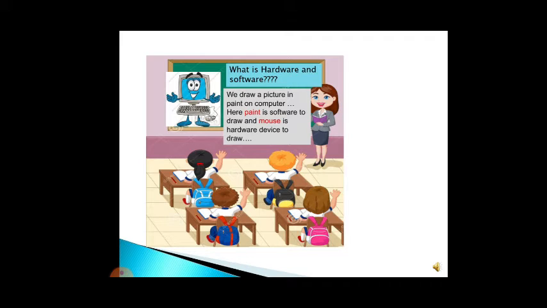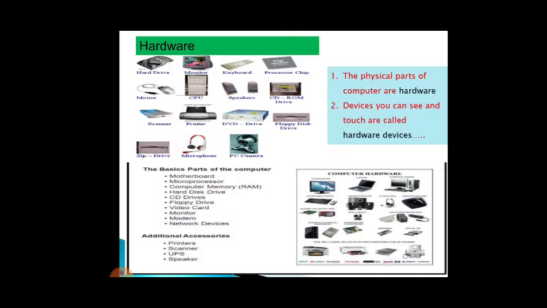We draw pictures in Paint on the computer. Is it children? So many of you have drawn, I think so, on Paint. So here Paint is a software to draw and mouse is a hardware device to draw. So using the mouse we are going to draw, and mouse is a hardware device. So Paint is a software which we can't see, whereas we can keep the mouse in the hand. So let us see what is a hardware.